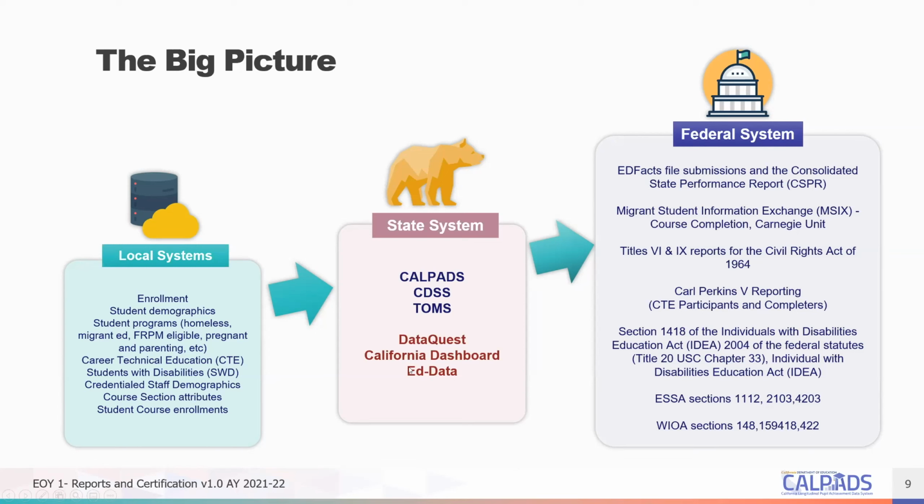And then of course, the process doesn't stop there. CDE, the state, in turn, are compelled to report specific data groups to the federal government. And so these are all of the requirements, not just for end of year one, but other requirements in relation to end of year submission. So you have here your Carnegie unit, your CSPR, Carl Perkins reporting, IDEA, ESSA, and all of these other federal compliance that the state needs to meet. And so they ask you guys the data for them to fulfill these requirements.